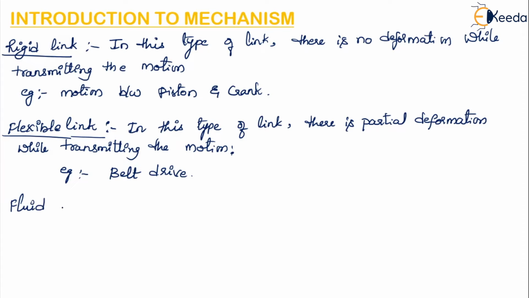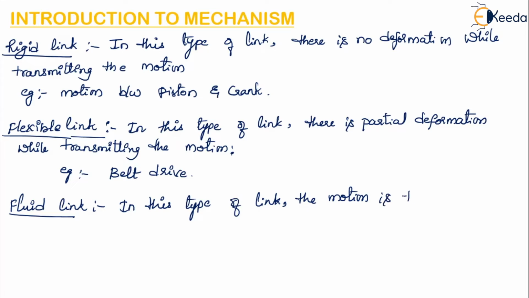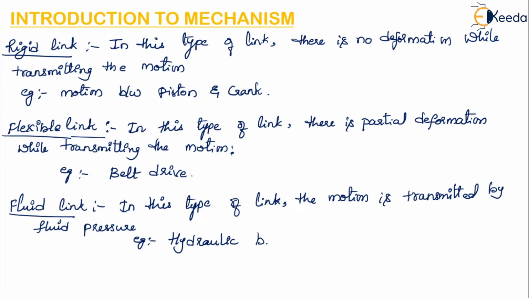Then the next one is the fluid link. In fluid link, the motion is transmitted with the help of fluid pressure. So in this type of link, the motion is transmitted by fluid pressure. Example is hydraulic brake, where it is using fluids for the braking system.